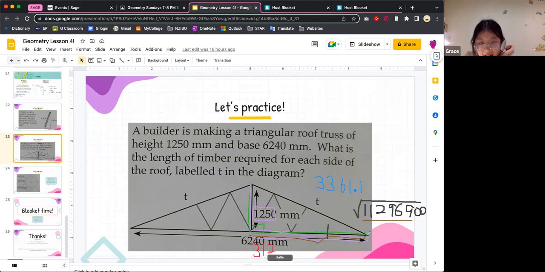Oh, I see someone writing. Yeah, nice fella. So 3,120 millimeters for the bottom side, because it's only half of the bottom, right? Okay, now that we know the two sides of the triangle, we can have a crack at figuring out what t is.